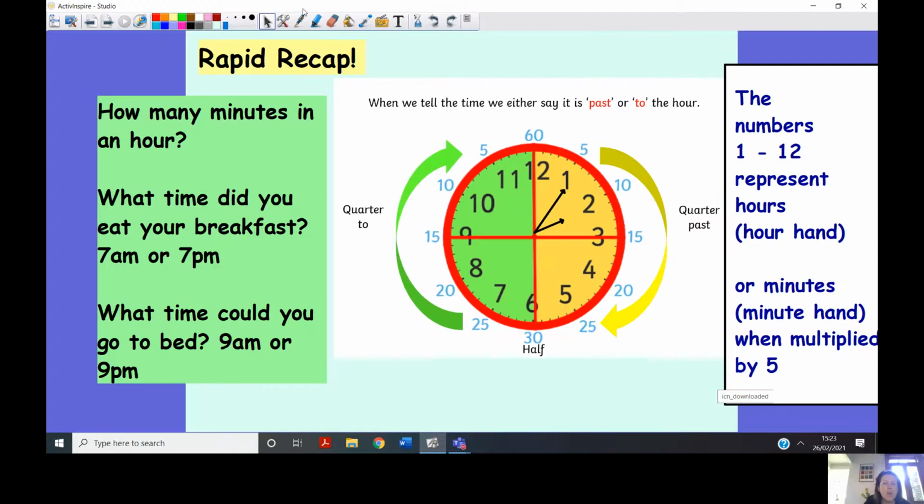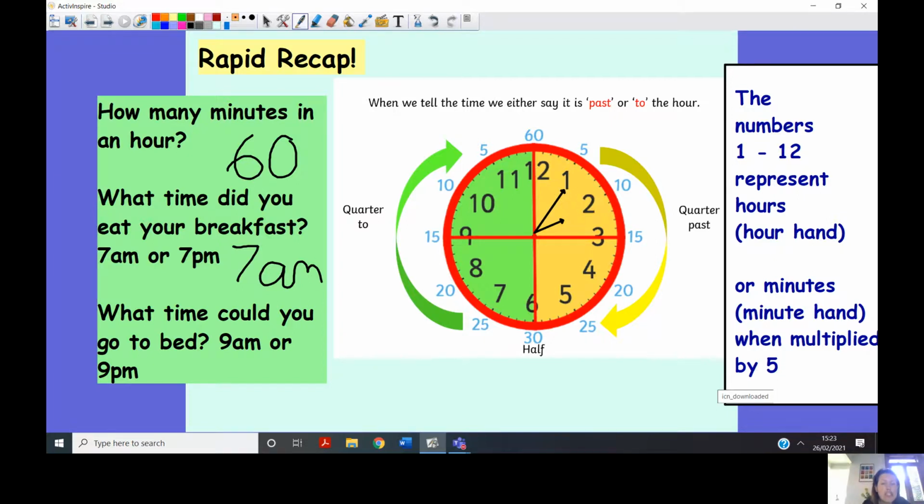Before we get started, just a quick recap. How many minutes are there in an hour? There are 60, absolutely. What time did you eat your breakfast? 7 a.m. or 7 p.m.? I hope you all said 7 a.m. because you remember a.m. means ante-meridian, which means before midday. Ante-meridian is Latin, so before midday.